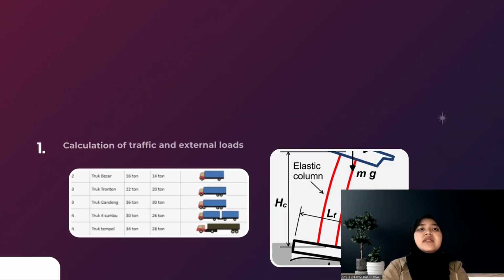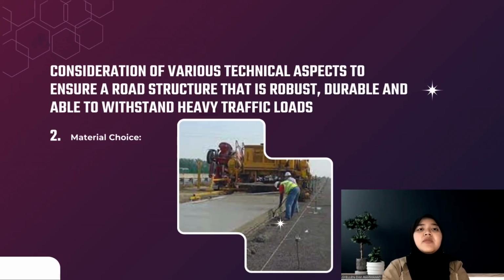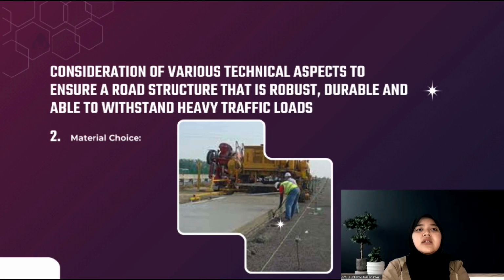The second one, material choice. The main material for rigid pavement is reinforced concrete, which has been considered with the daily traffic capacity on highways that are mostly frequented by large vehicles. It consists of a mixture of cement, water, aggregate, sand and gravel, and steel reinforcement. Ensure aggregate quality and use quality steel reinforcement.